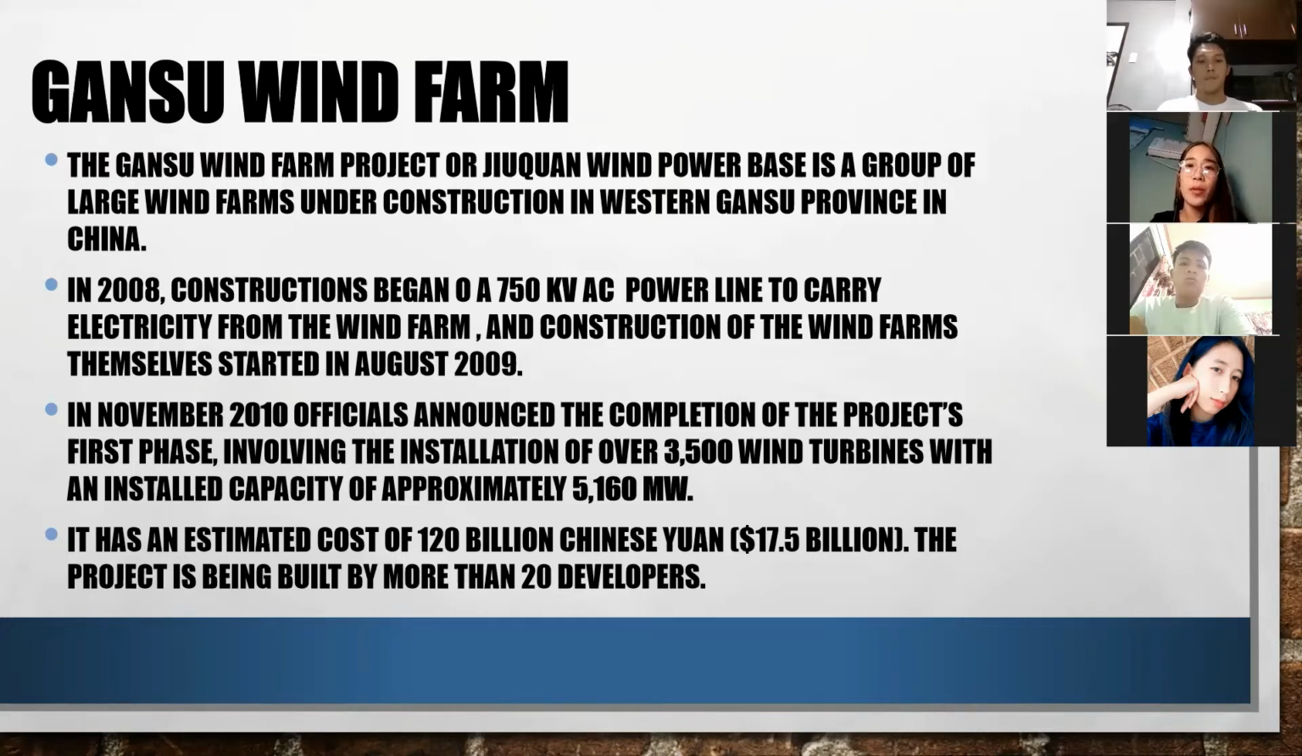In November 2010, officials announced the completion of the project's first phase, involving the installation of over 3,500 wind turbines with an installed capacity of approximately 5,160 megawatts. It has an estimated cost of 120 billion Chinese yuan, or $17.5 billion. The project is being built by more than 20 developers.